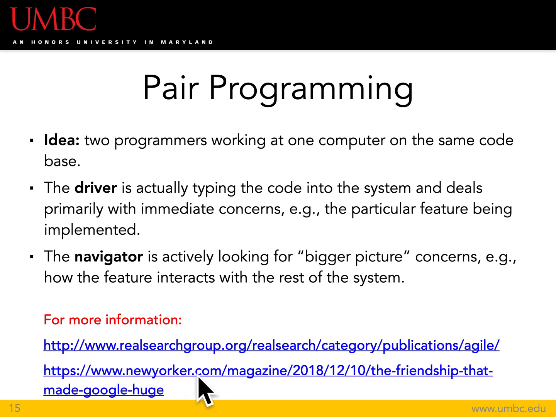I particularly like this New Yorker article, which shows how two of the Google AI folks use pair programming to ensure that they come up with really good AI implementations for some of the research queries that they're interested in. Jeff Dean and Sanjay Ghemawat, both very well-known programmers, use pair programming. They talk about it explicitly in this article.